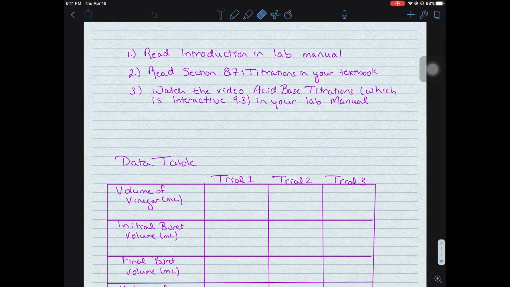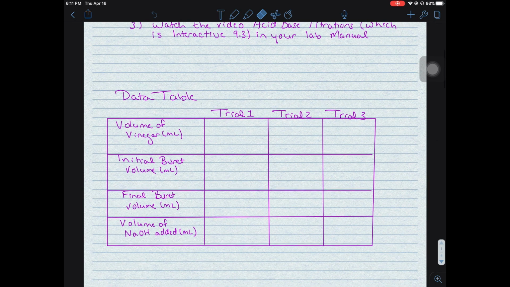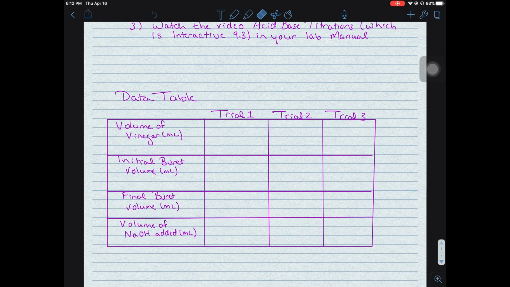And then before you watch my part 2 video, you do need to have a data table someplace in your lab notebook. If you're doing it by hand, you can do this in Notability if you're going to do your lab report there. So data table, what you need is 3 trials. You need the volume of aliquot for the volume of vinegar, initial burette volume, final burette volume, and that's the data you'll record during the lab. And then the volume of sodium hydroxide added, that's actually a calculated column. That's going to be final volume minus initial volume, just like we demonstrated in this video.